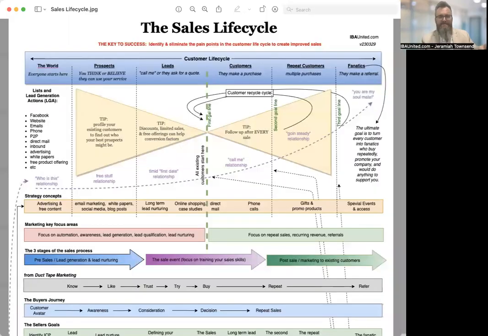Here we go. Here is the sales life cycle. Now, we created this, and in several of my companies, I put this together to help businesses understand that the key to sales success is to identify and eliminate the pain points in the customer life cycle to create improved sales. If you can eliminate the pain points, eliminate the difficulties, then you will be a much more effective business.